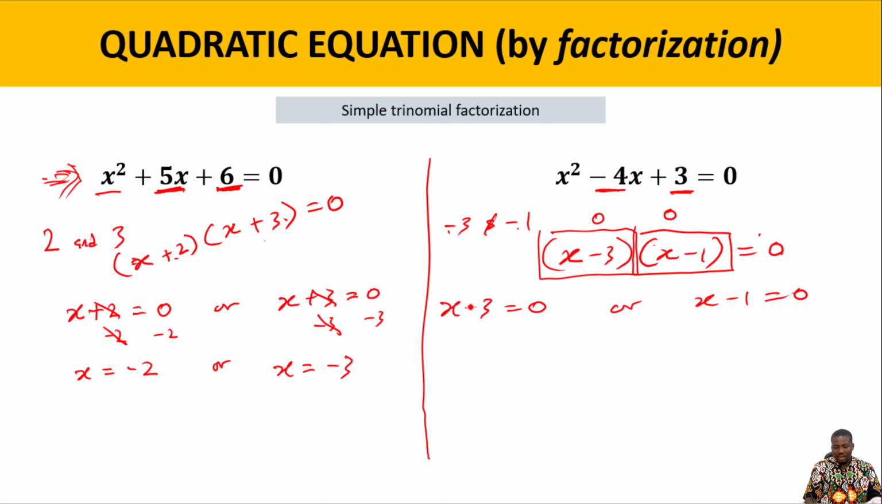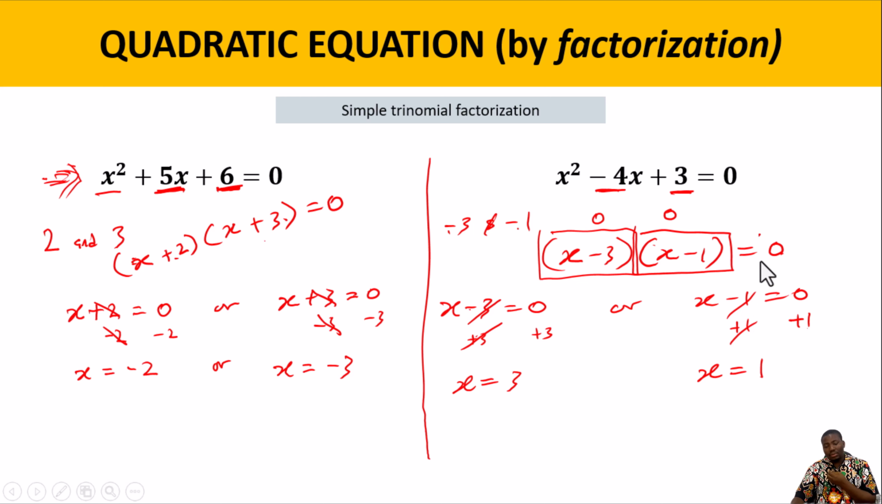So for x minus 3 to be 0, we have to find x. What must x be? So add 3 to both sides. x equals positive 3. Or here you add 1 to both sides. x equals positive 1. Now, that is for a simple trinomial factorization.